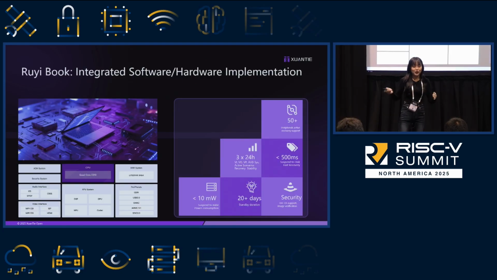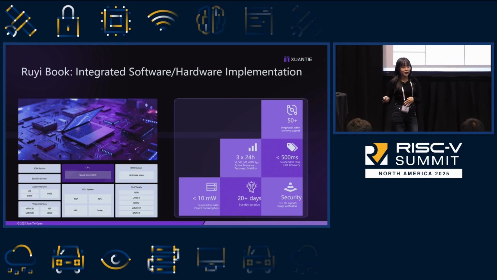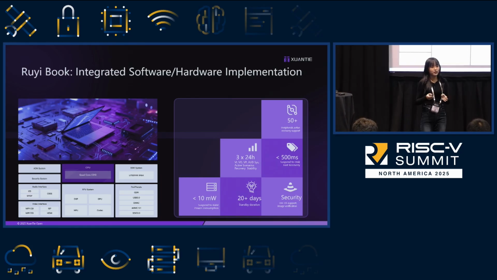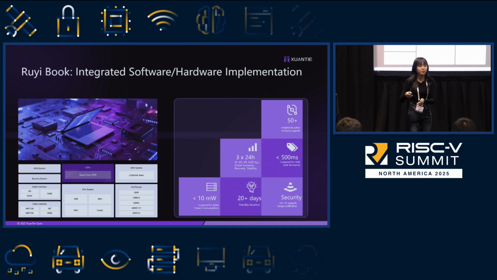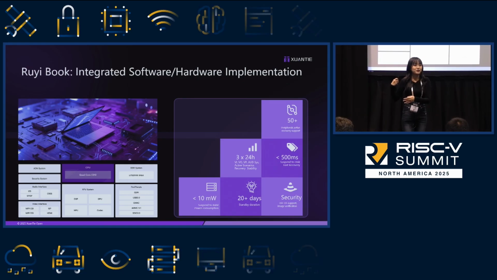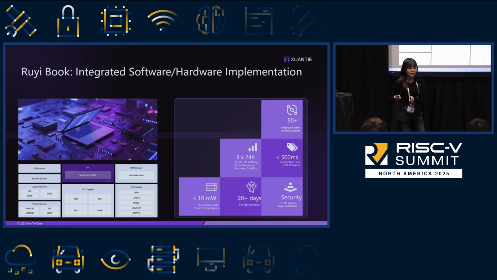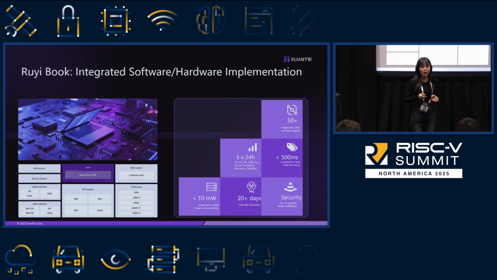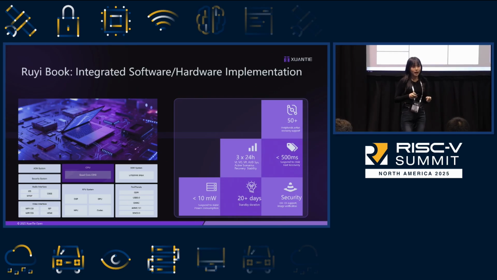So here we are going to look at the results of that product. There is a RuyiBook. As you can see, you can find it on the back side of our booth. If you are interested, you can find our booth and play with the RuyiBook, play the system suspend. As you can see, the suspend power consumption is less than 10 milliwatts, and it will last long, 20 plus days, and the resume time is less than 500 milliseconds.